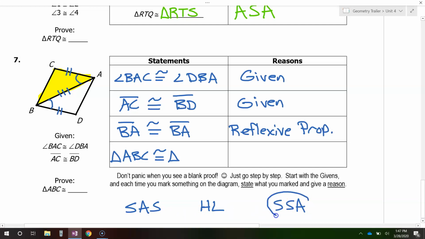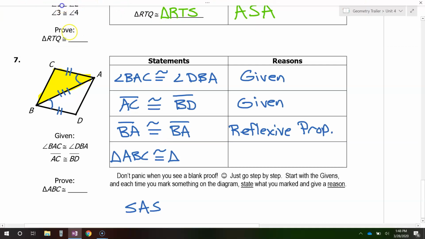In general, side side angle does not prove that two triangles are congruent. So since this is a proof and we have to prove the triangles are congruent, we can forget about side side angle. That wouldn't work. Hypotenuse leg is only a possibility when you have a right triangle. We do not know that angle C and angle D are 90 degrees, so it can't be hypotenuse leg. So it really has to turn out to be this one, or else we have a problem.